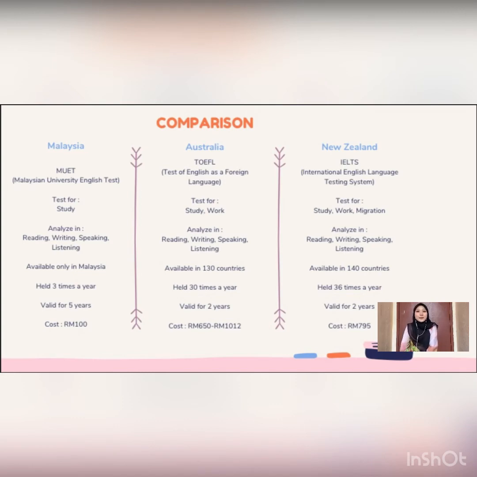And today, we will look through and compare different types of English exams in 3 countries, that is Malaysia, Australia, and New Zealand. The first one is Malaysia. The Malaysian English exam is called MUET. MUET stands for Malaysian University English Test.